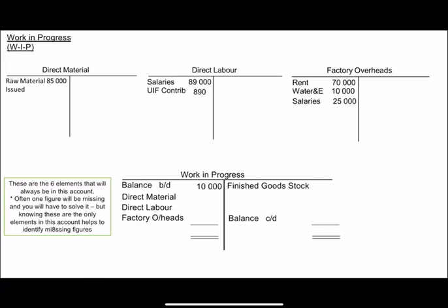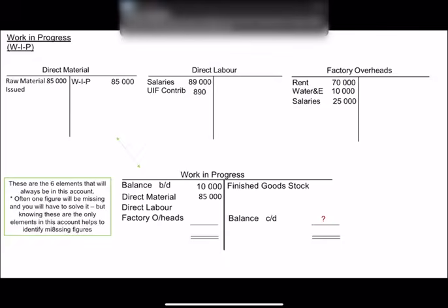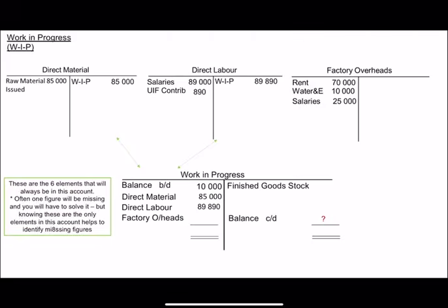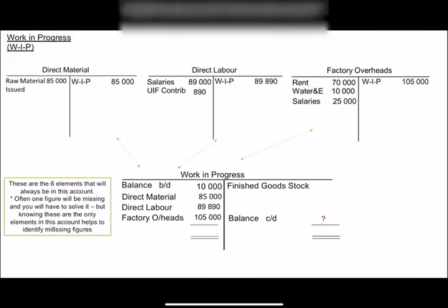Okay, so now that we've worked out our direct material, our direct labor, and our factory overheads, at the end of the year, we close these accounts off to the work in progress by cancelling them on the credit side and placing them in the debit side of the work in progress account. So first we're going to do direct material. So we cancel the 85,000 and we transfer it to work in progress account. Next, we do direct labor. We total it. It gives us 89,890. We transfer that to our direct labor and our work in progress. And lastly, we do our factory overhead. So we add all our factory overheads up and transfer that to our work in progress account.